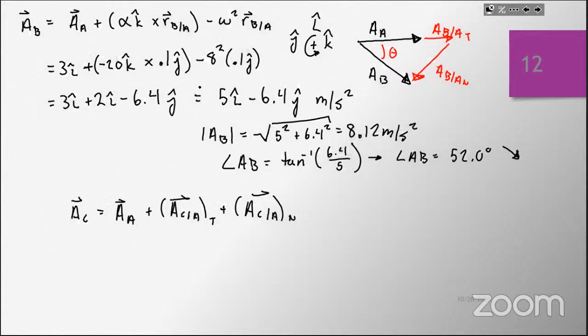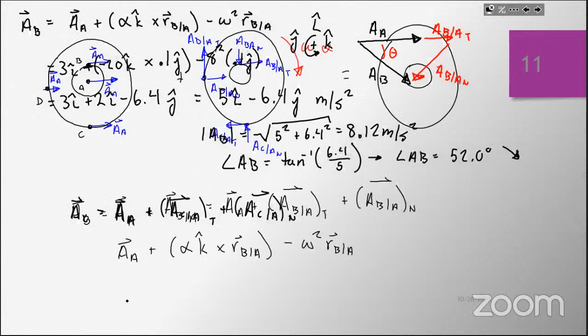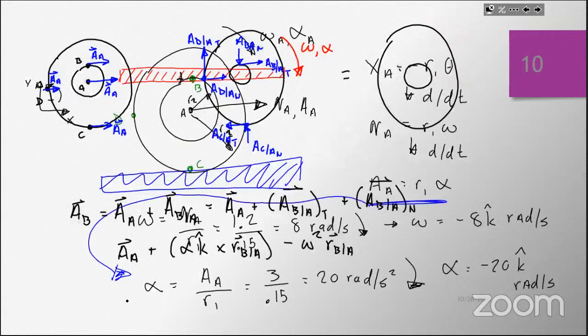Alpha doesn't change, right? Everything is still spinning with the same alpha, and omega doesn't change. All of these things have the same axis of rotation, and we'll be spinning with the same alpha and omega. So the only thing that's changing is R of C with respect to A, right? So how do we get to C from A? Right, so let's go back and we'll look.